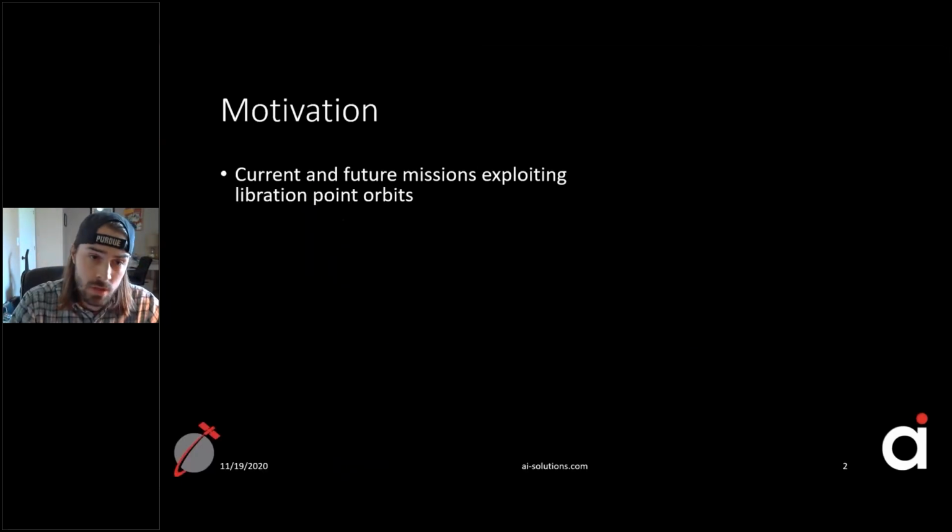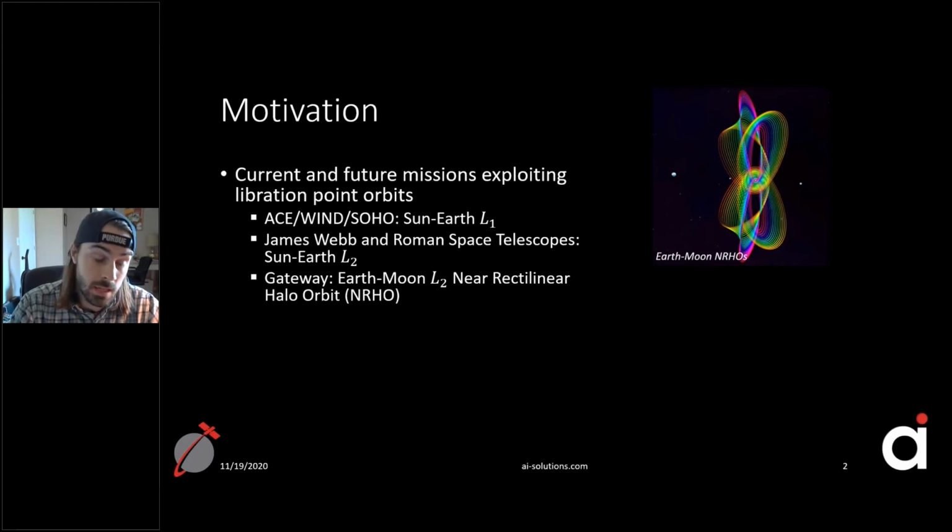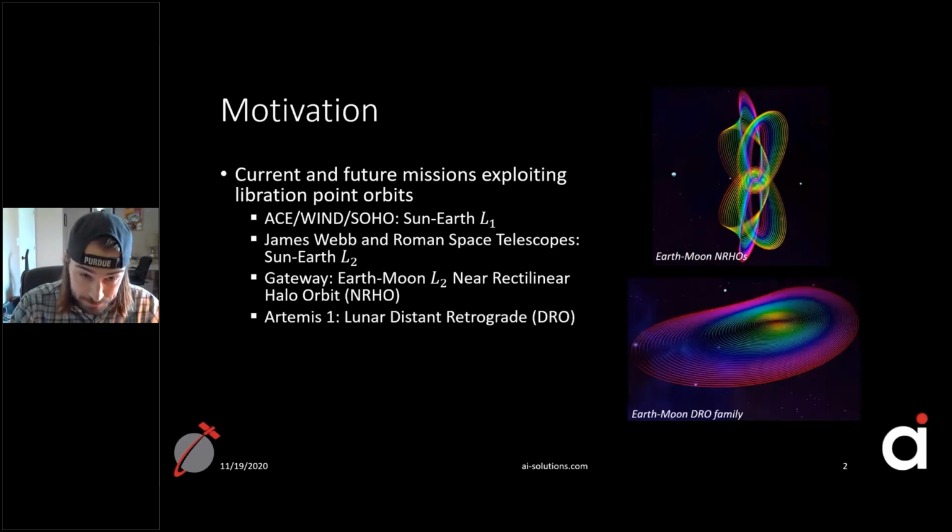Some of the motivation behind this work is that we all know there are a lot of missions, particularly near the Moon and at the Sun-Earth libration points, that are being launched or have been launched. One being ACE and SOHO, which have gone to the Sun-Earth L1 point. The James Webb and the Roman Space Telescopes are going to be launching hopefully soon to a Sun-Earth L2 point. And then, as Diane and Michael talked about just previously, the Gateway is going to be going to an Earth-Moon L2 near rectilinear halo orbit. And similarly, the Artemis 1 mission is going to be going to a lunar distant retrograde orbit.